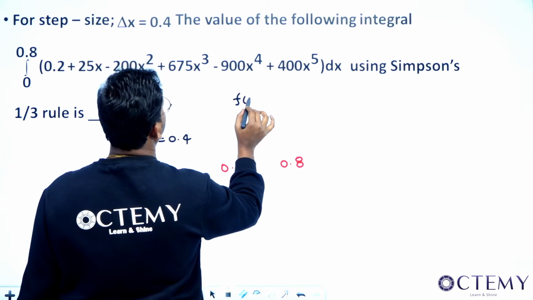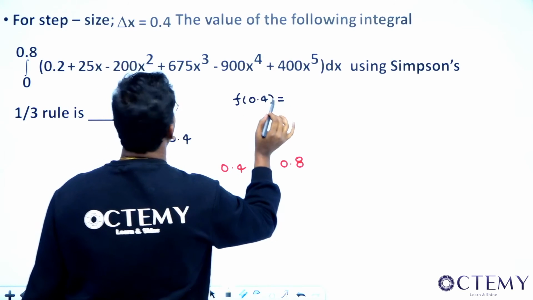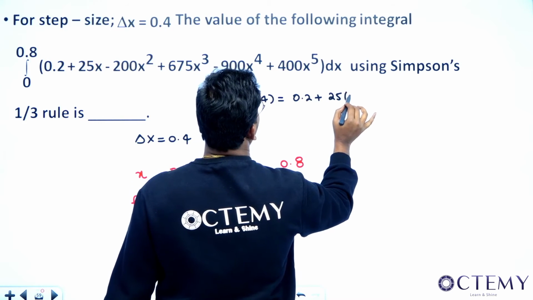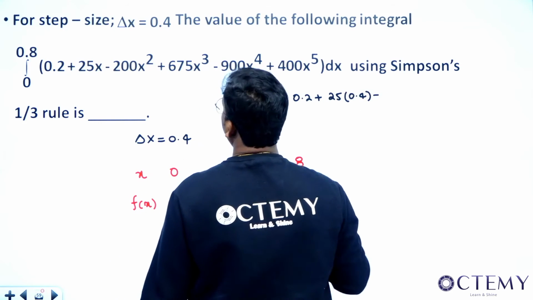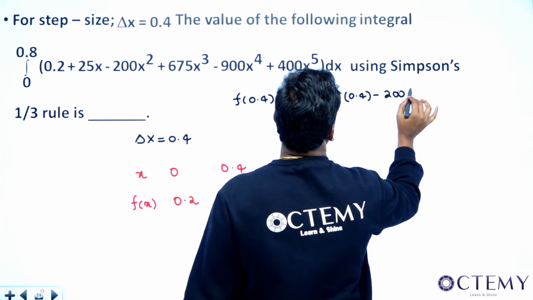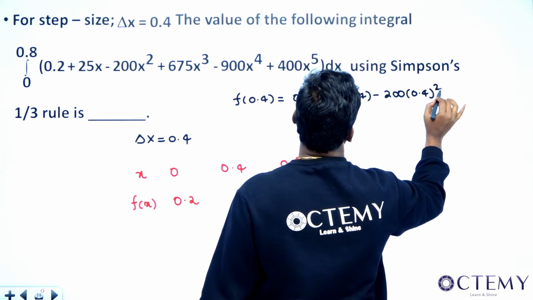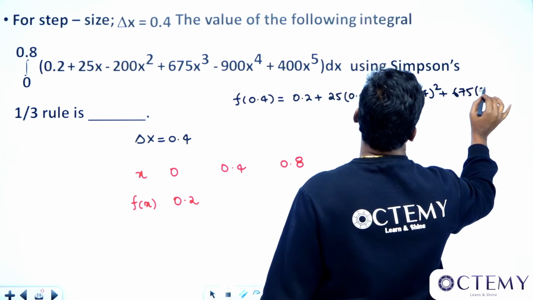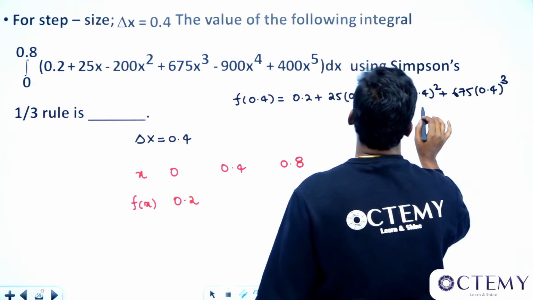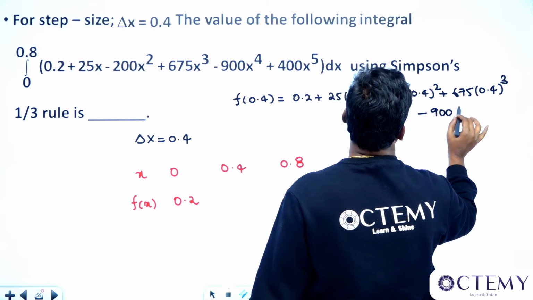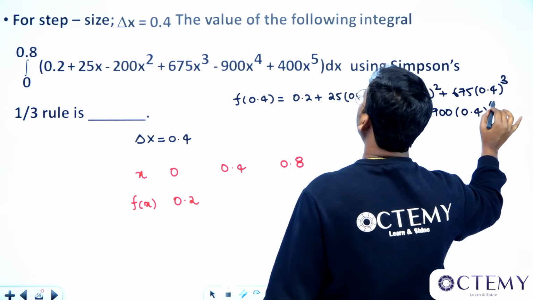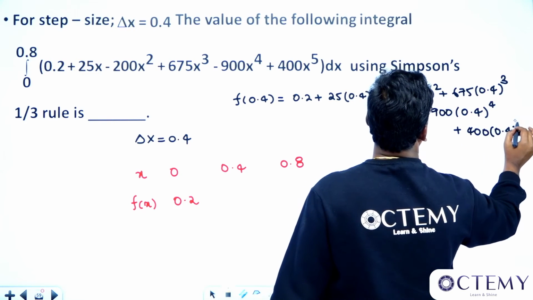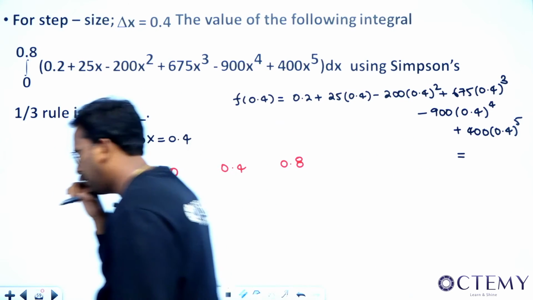Your f of x. So f of 0.4, if you calculate, it should be 0.2 plus 25 into 0.4 minus 200 into 0.4 square plus 675 into 0.4 cube minus 900 into 0.4 power 4 plus 400 into 0.4 power 5. So see sir, if you calculate this, what are you going to get?